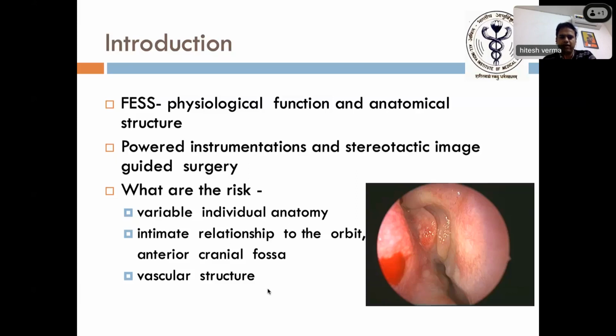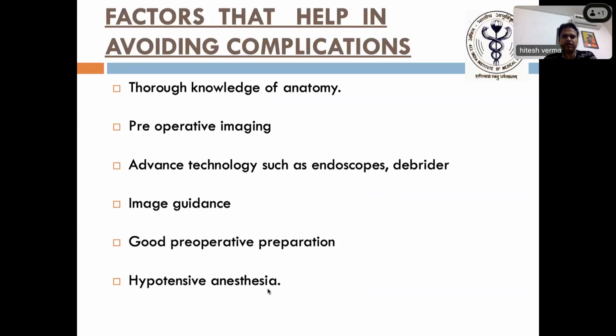So why is proper assessment required in cases of nose and paranasal sinuses? Because of variable individual anatomy. There is a close relationship with the orbit and anterior cranial fossa and vascular structures like the sphenopalatine artery, anterior ethmoid artery, and internal carotid arteries. So factors that avoid complications are thorough knowledge of anatomy, pre-operative imaging, advanced technologies such as endoscope, debrider, image guidance, good pre-operative preparation, and hypotensive anesthesia.